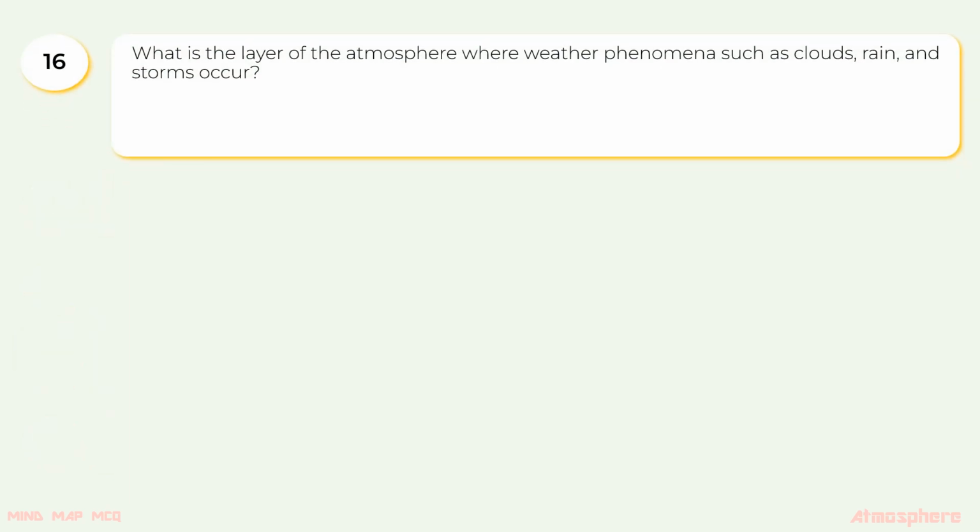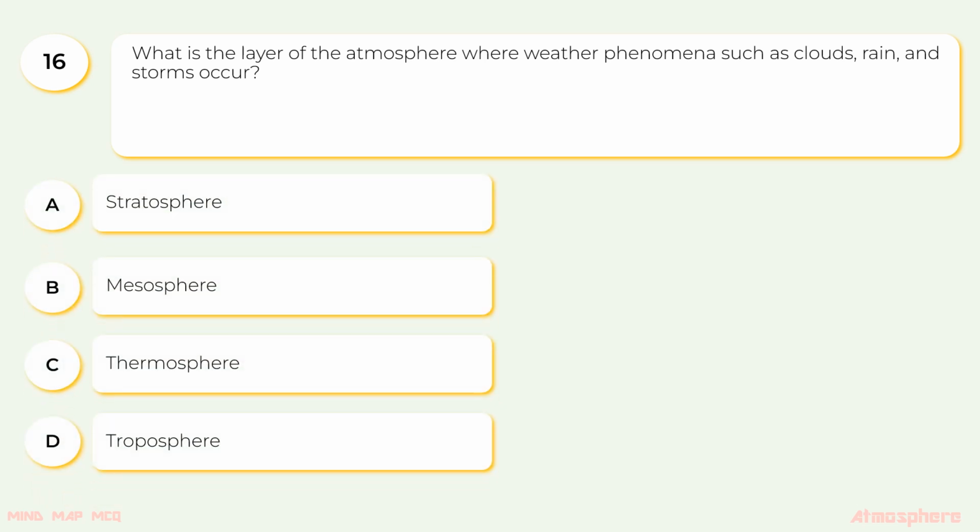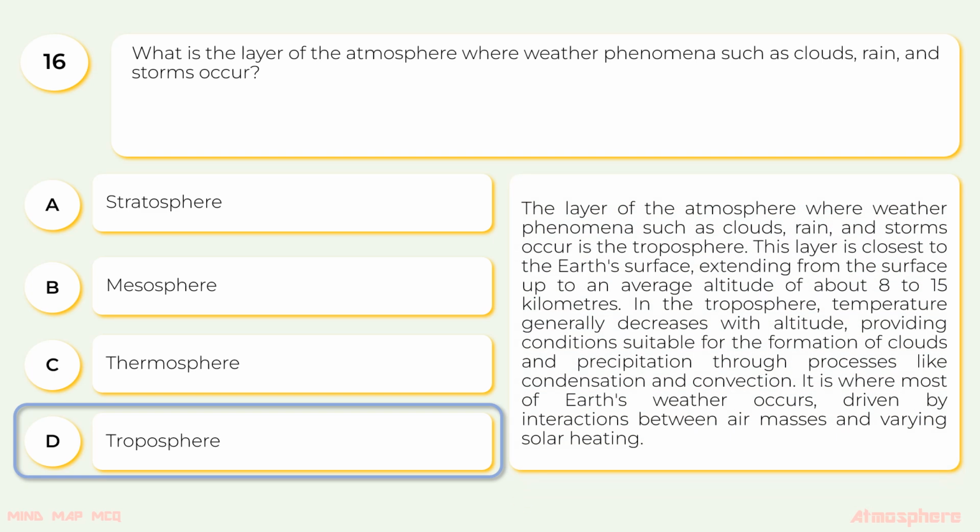16. What is the layer of the atmosphere where the weather phenomena such as clouds, rain, and storms occur? The options are A. Stratosphere, B. Mesosphere, C. Thermosphere, D. Troposphere. The correct option is D. Troposphere. The layer of the atmosphere where weather phenomena such as clouds, rain, and storms occur is the troposphere.